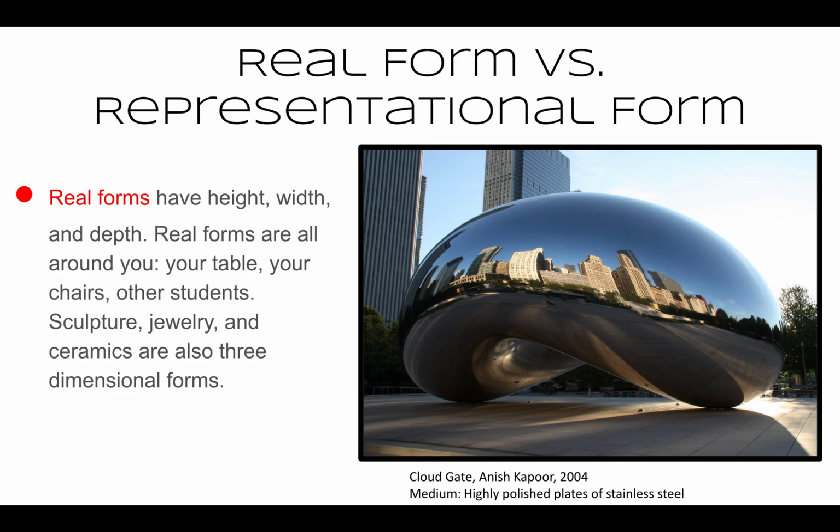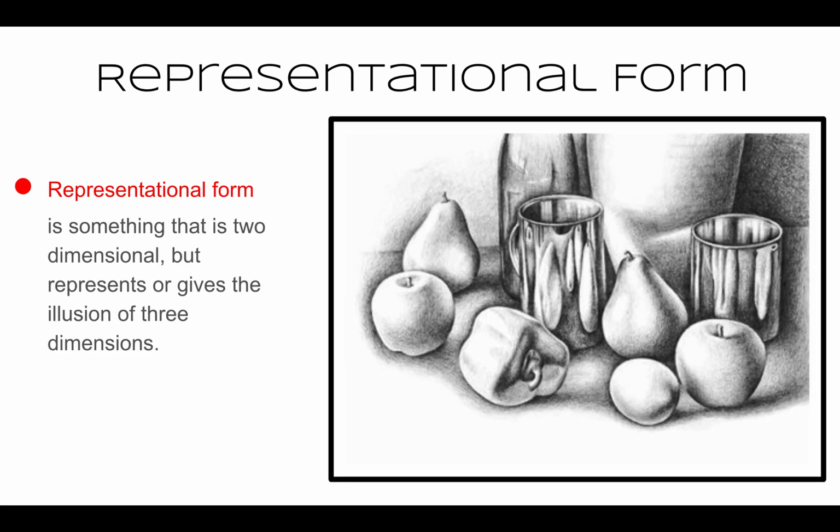So there's real form versus representational form. Real forms have height, width, and depth. Real forms are all around you: your table, your chairs, other students. Sculpture, jewelry, and ceramics are also three-dimensional forms. This is an example of a three-dimensional sculpture on a large scale. You might recognize it from Chicago, which people commonly refer to as the bean sculpture.